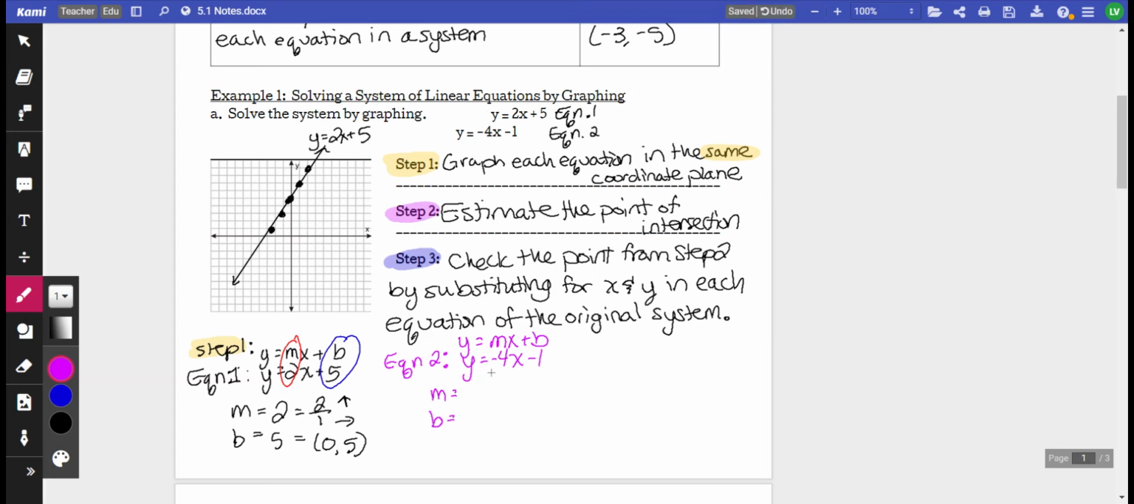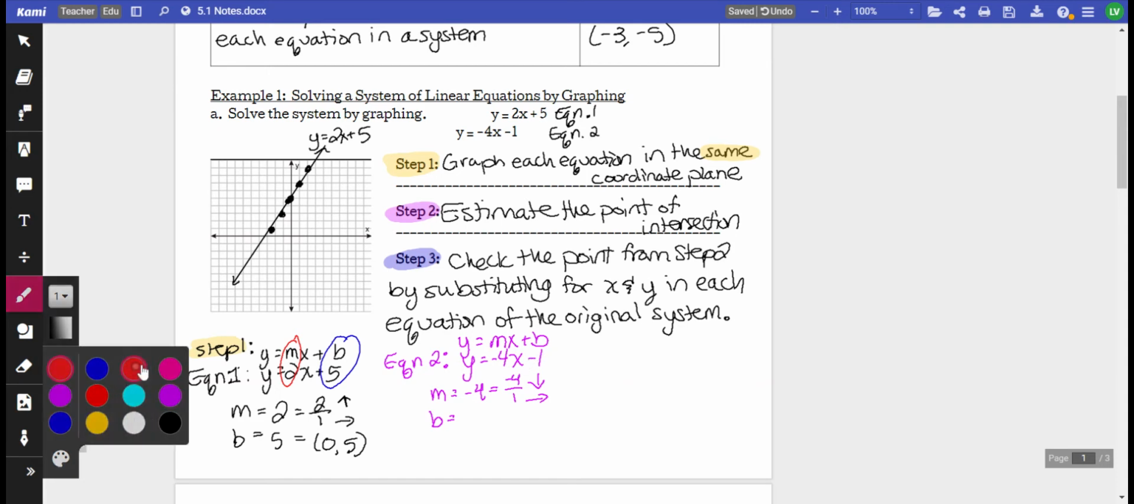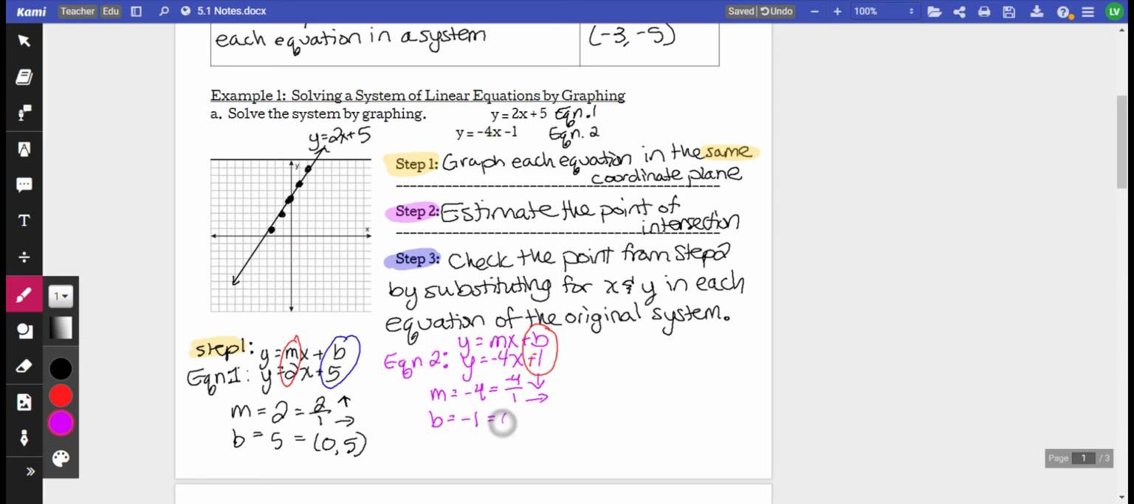My slope is going to be negative 4, which is the same thing as negative 4 divided by 1, which means I go down 4 to the right 1. My y-intercept: it doesn't say plus b, it says minus 1. If it helps, you can put plus negative 1. So that leaves me with negative 1, which is written as 0, negative 1. I'm going to start at the origin and go down 1. That's my first point.